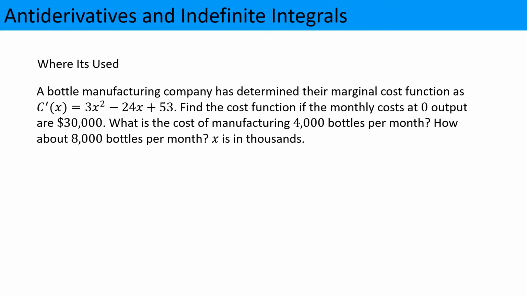A question often asked of business majors is, where is it used? Here is an example problem. A bottle manufacturing company has determined their marginal cost function as C prime of x equals 3x squared minus 24x plus 53. Find the cost function if the monthly costs at zero output are $30,000. What is the cost of manufacturing 4,000 bottles per month? How about 8,000 bottles per month? X is in thousands.